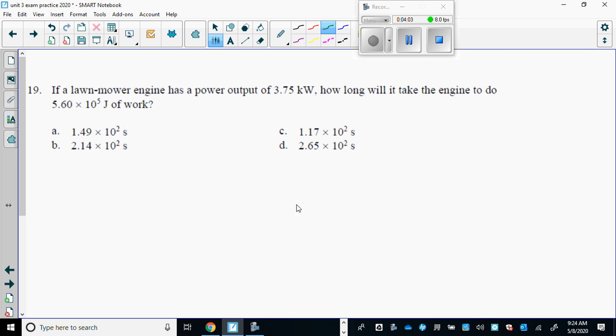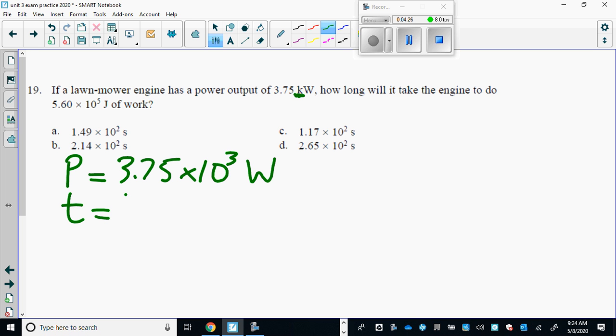On to number 19. Number 19 is a power question. A lawnmower engine has a power output of 3.75 kilowatts. So P, the power, equals 3.75 times 10 to the 3 watts because of the kilowatts. How much time will it take for the engine to do 5.6 times 10 to the 5 joules of work?